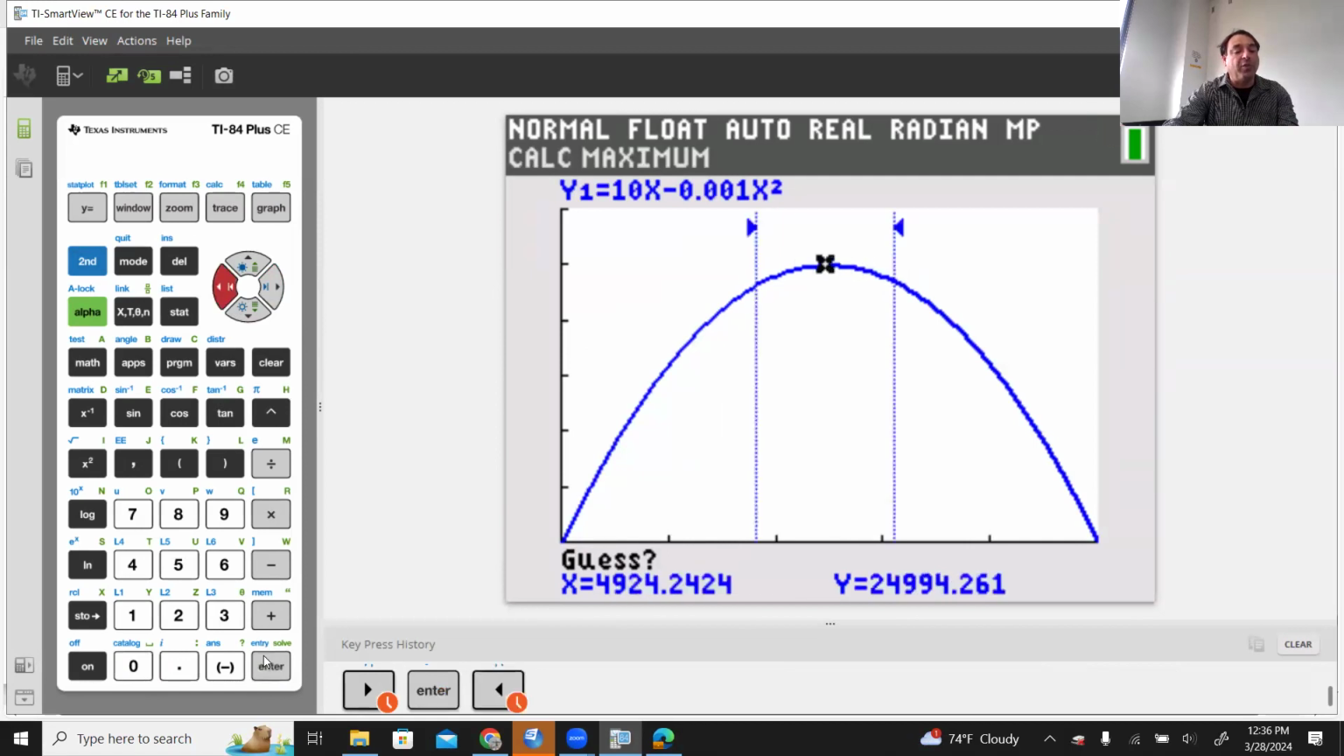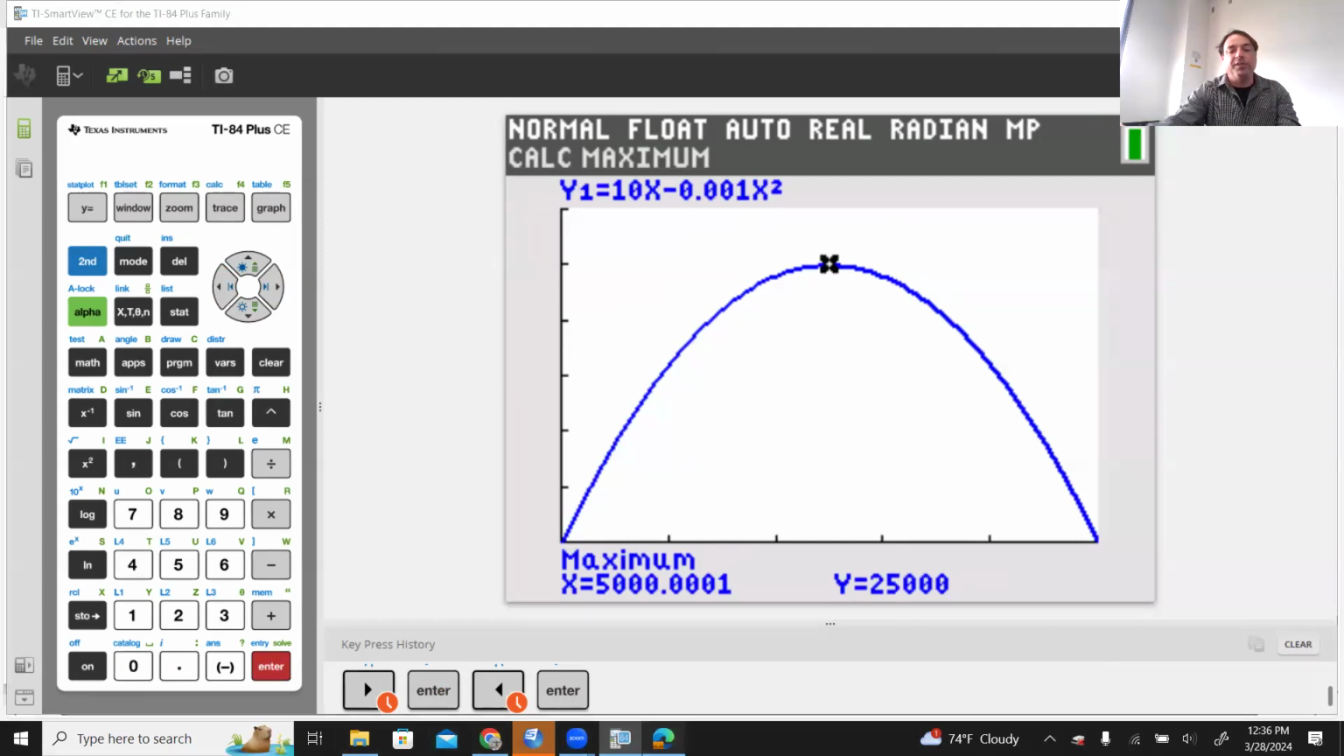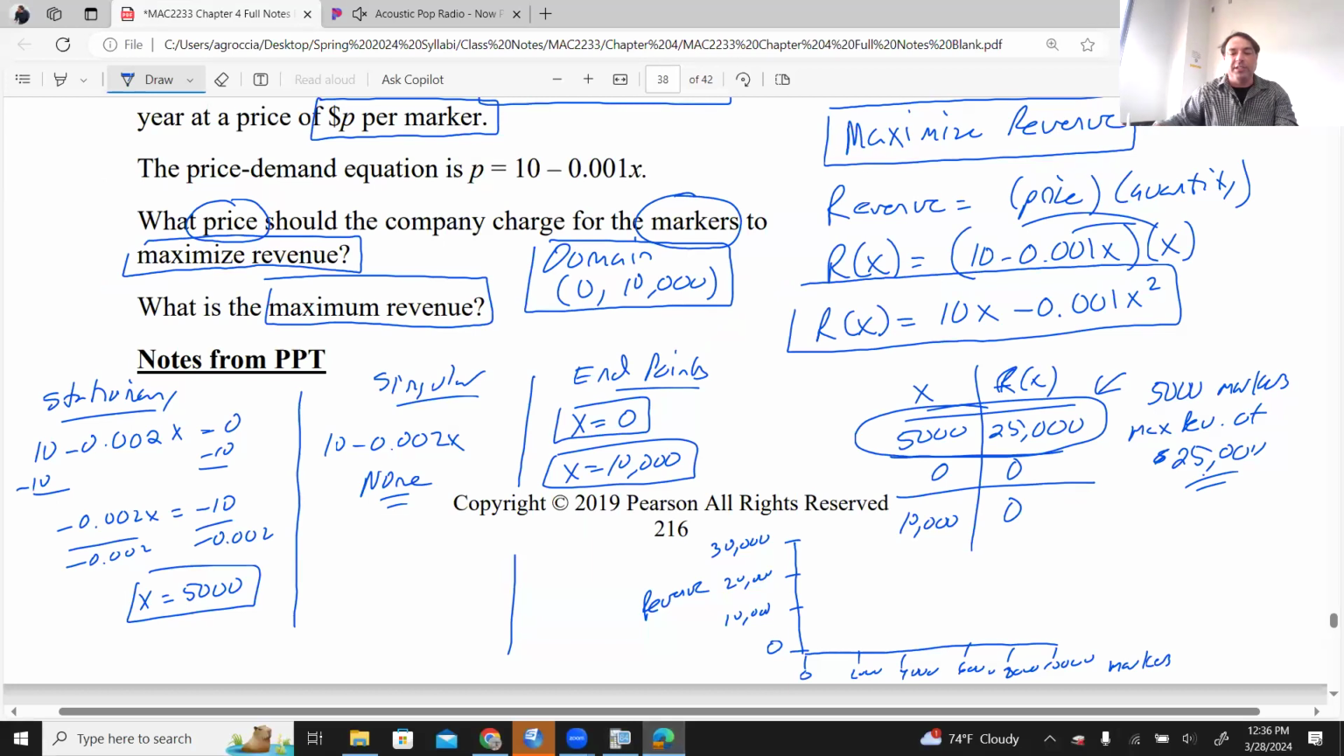And if you have the graph, which is a great reason why you want to know how to graph, there's your answer staring right at you. So you also have a visual representation that the most revenue you can make is at 0, 5,000.